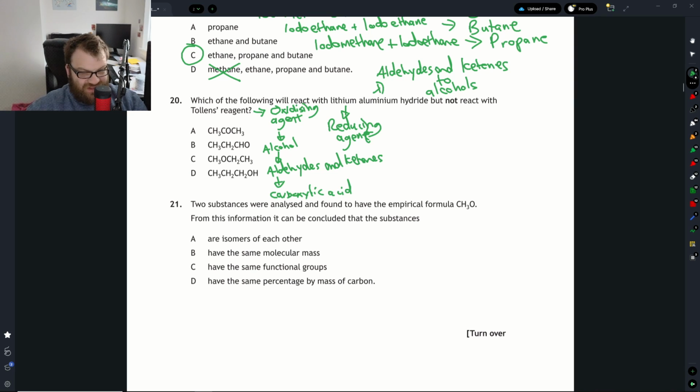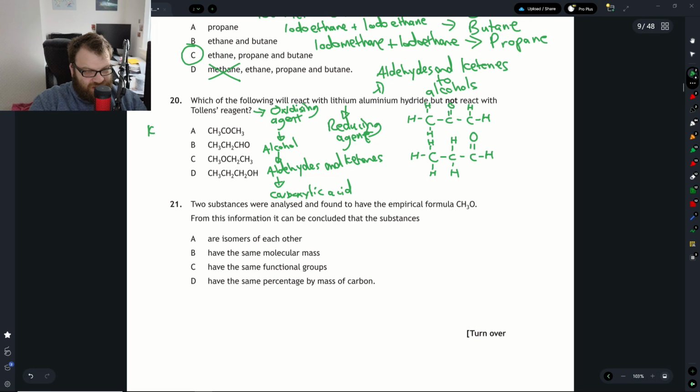One thing that can help us in questions like this is to sketch out each of the chemicals. From the sketches of the first two, the first one has to be a ketone because of the position of the C double bond O. If you look here, this carbon has no hydrogens attached to it. We get a carbon on either side. The only way that works is if it's got a double bond with an oxygen in the middle.